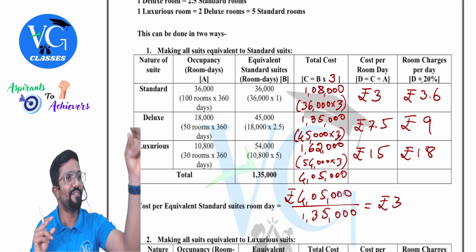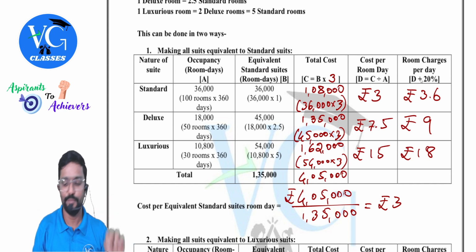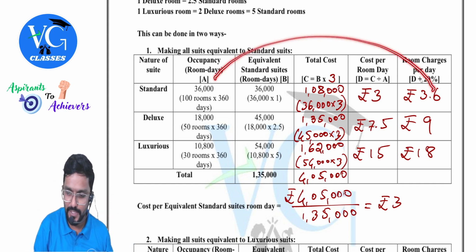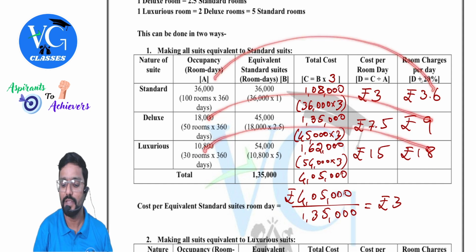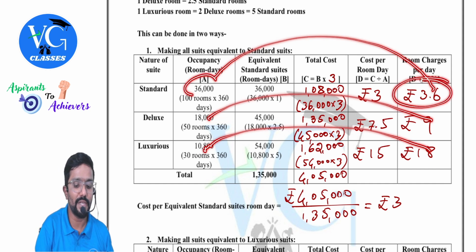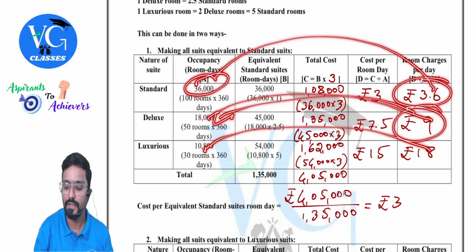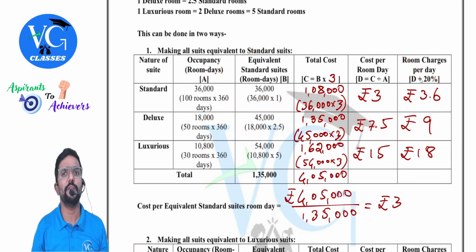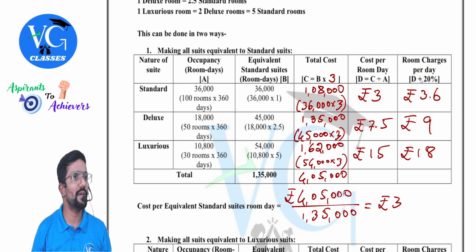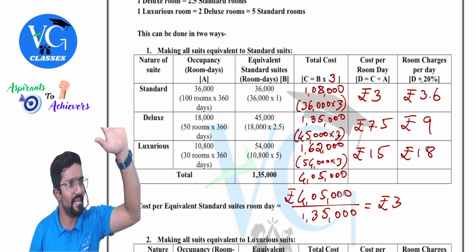Now, if I also ask you, what is the total revenue this hotel earned? Simple. Multiply this with the respective room size. That's all. Total revenue: 3.6 per room day into 36,000. Same way, 9 rupees per room day into 18,000. 18 into 10,800. Add up everything. This is the total revenue made by them. Hope you got it. Easy.